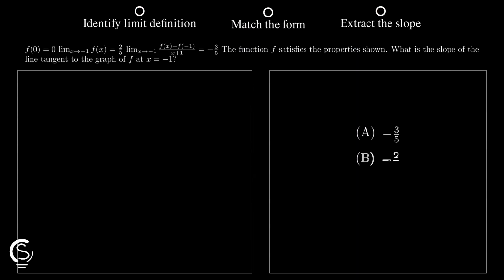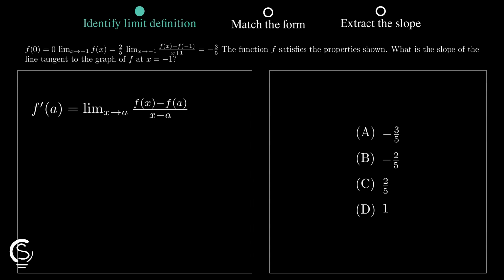The slope of the tangent line at a point is simply the derivative. Recall the limit definition of the derivative at x equals a, which involves the difference quotient formula.